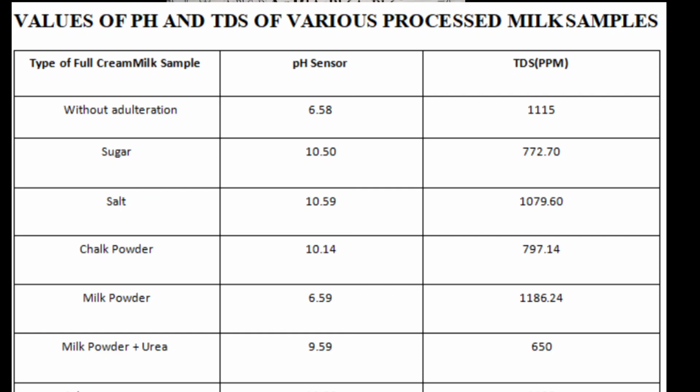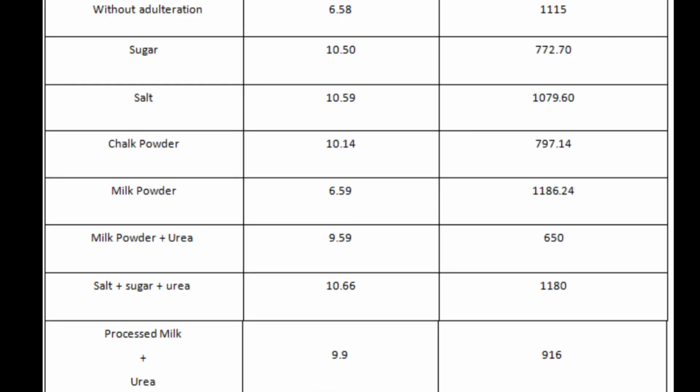Based on the results shown in the table, the final result will be displayed on the LCD according to the ranges of pH and TDS value. For example, if the pH value is between 10 to 10.5 and the TDS value is 765 to 775, then the milk is adulterated with sugar. By pressing the key on the keypad, it will display sugar. It means that the milk is adulterated with sugar.